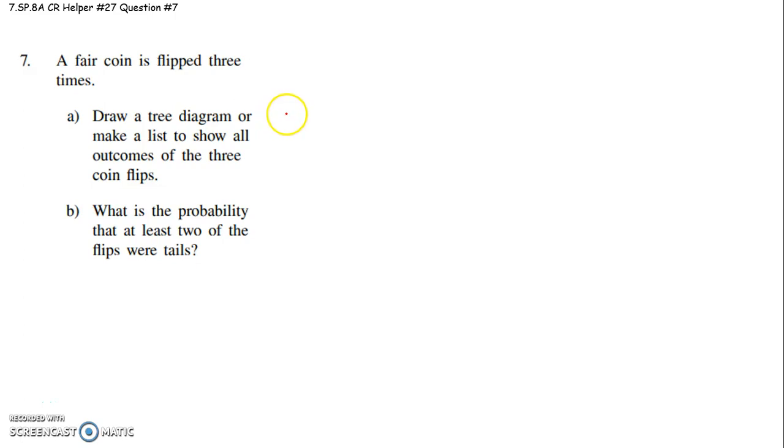Seventh graders, this is to help you with question seven on CR27. It says a fair coin is flipped three times. Draw a tree diagram or make a list to show all outcomes of the three flipped coins.